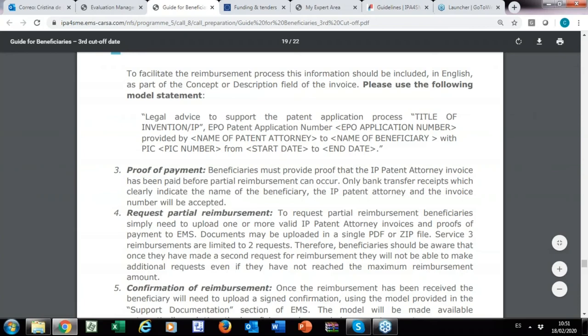we don't have expert native speakers in all the languages in Europe. We ask you to please include this phrase in English, even though the rest can be in your original mother tongue language, in order for us to check more easily. And the easier you make it for us, the faster everything goes. So that's why we're asking you to do this.